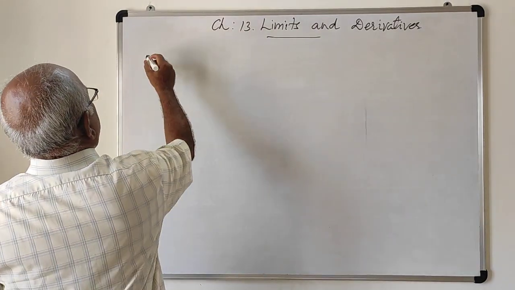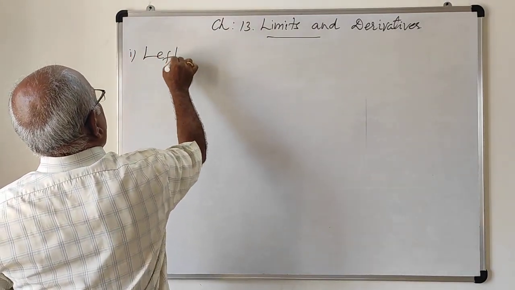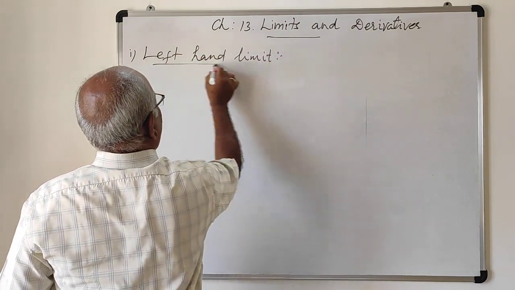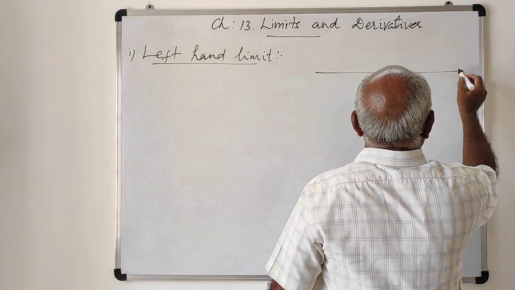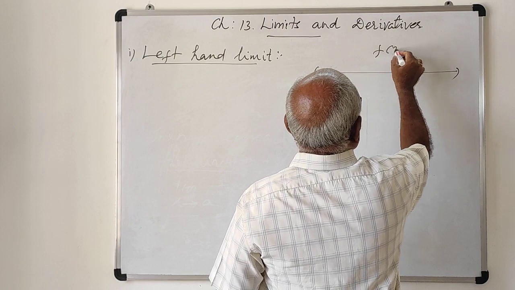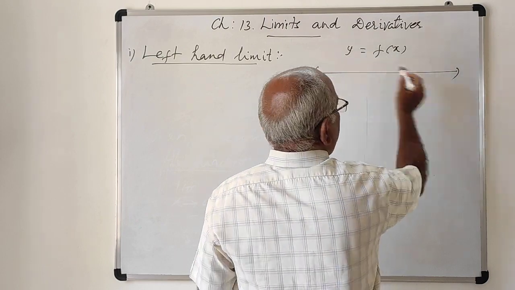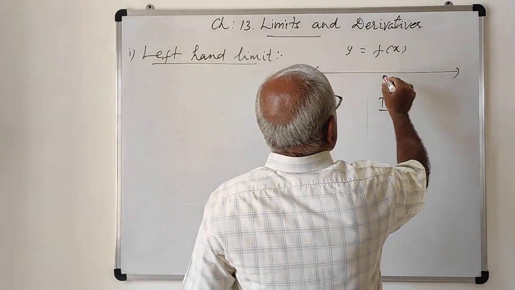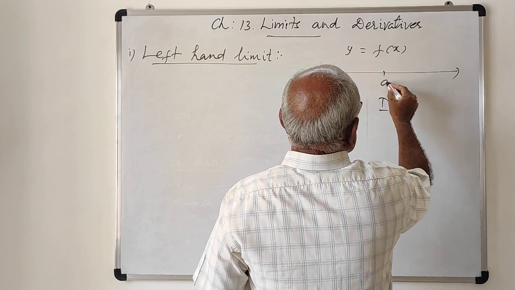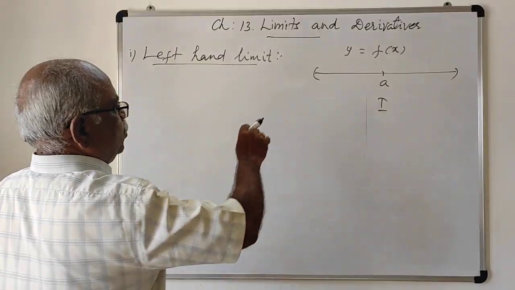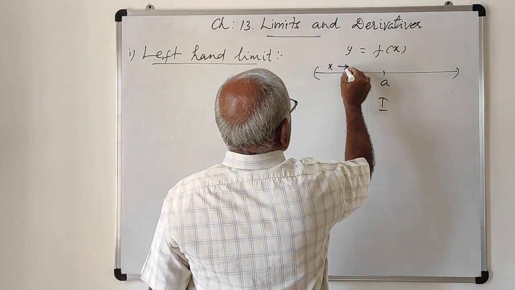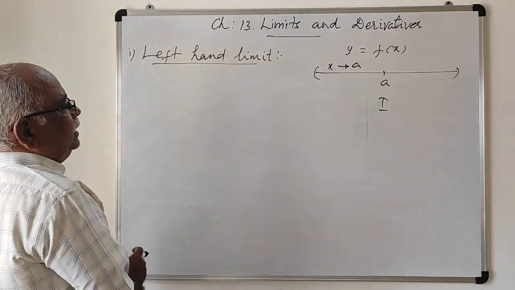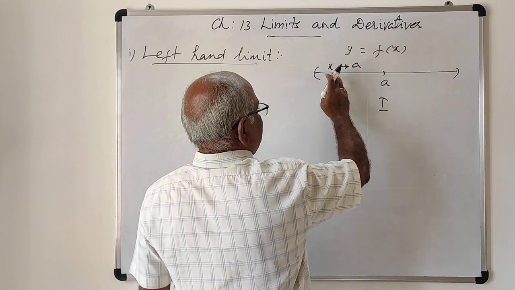First, left hand limit. Left hand limit of a function. Suppose y equal to f of x is a function defined on an interval I. This interval is denoted by I, and we are going to find the limit of the function f of x as x approaches a, from the left side of the constant a, or x takes the values less than a.